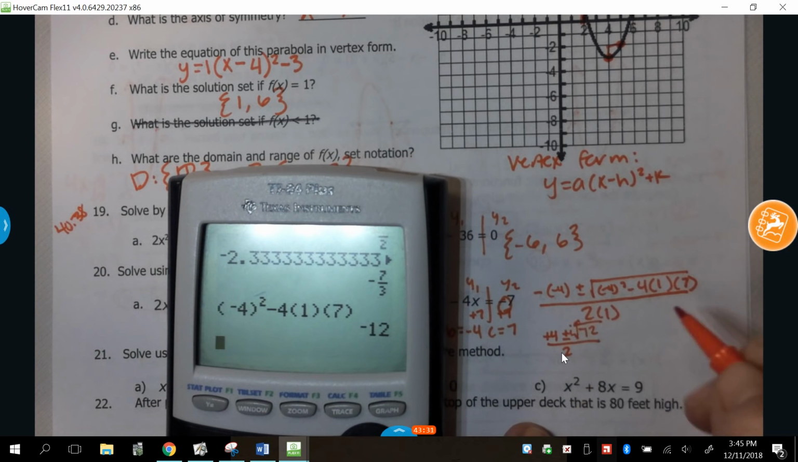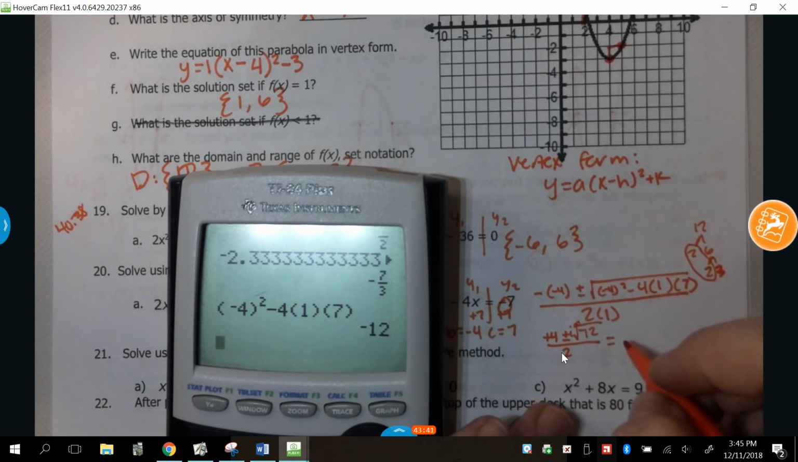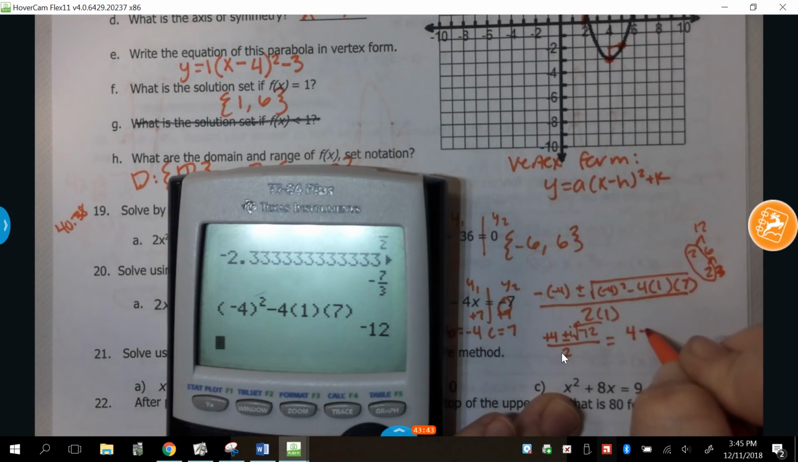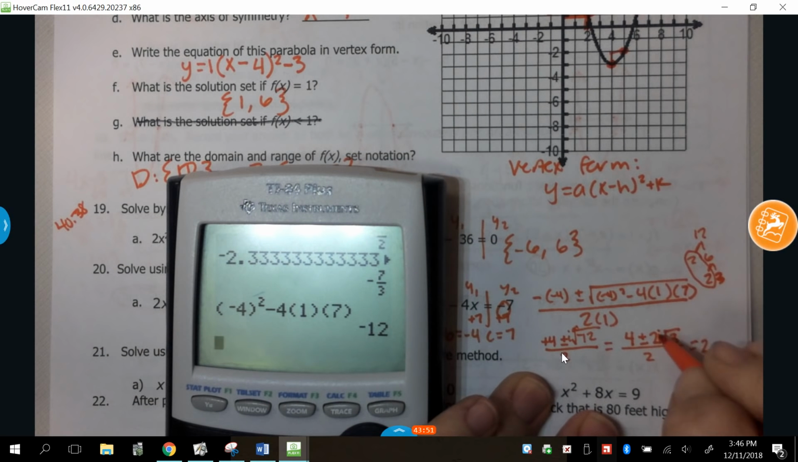Take out the negative. Can 12 simplify? 12 is 2 and 6, which is 2 and 3. This matches. Your match goes on the outside, so this gives me 4 plus or minus 2 square root of 3, 2i, over 2. And this can simplify. 4 divided by 2 is 2. 2 divided by 2 is 1. So there's my answer.